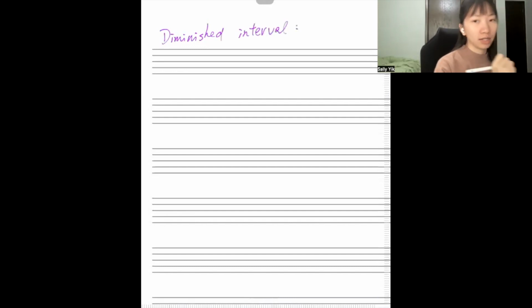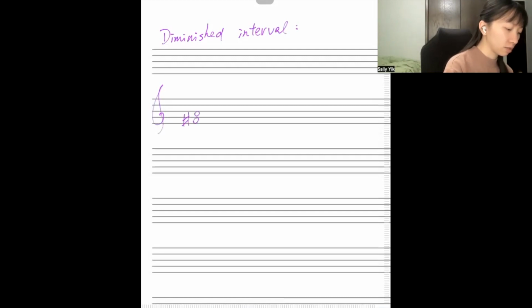Okay, let's move on to diminished intervals now. So same as before, for a diminished interval, the definition is an interval that is 1 semitone smaller than a minor or a perfect interval. Very similar to augmented, and the way we do it would be very similar as well. So now let's look at some examples. Let's look at a minor example.